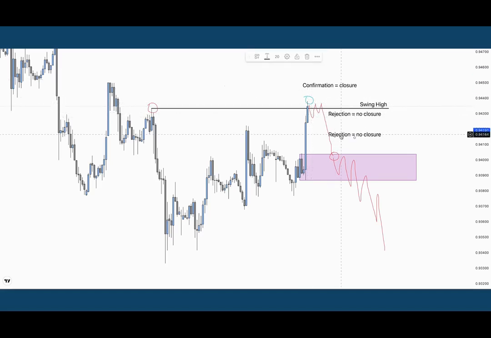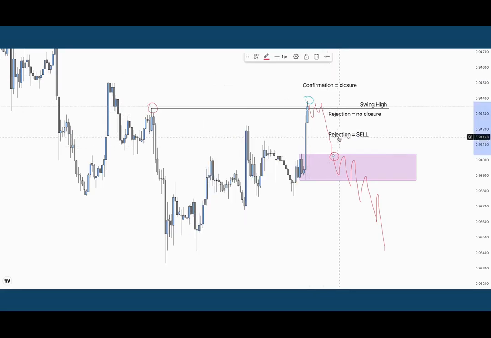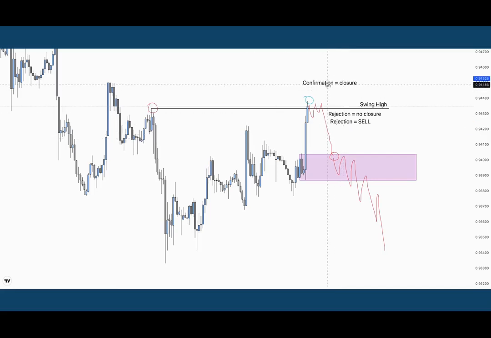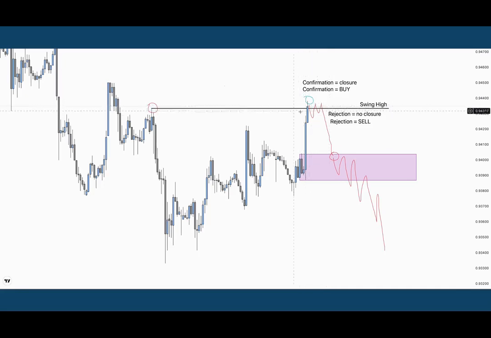But if the market fails to close above, then we could instead be potentially about to see continuations lower in this market, because it will show us that the swing high has been rejected. So a rejection would be no closure, and a confirmation would be closure above. This would leave us with two scenarios. The first scenario would be if we get the rejection, we would start instead looking for a sell. So rejection would potentially open doors to sells.